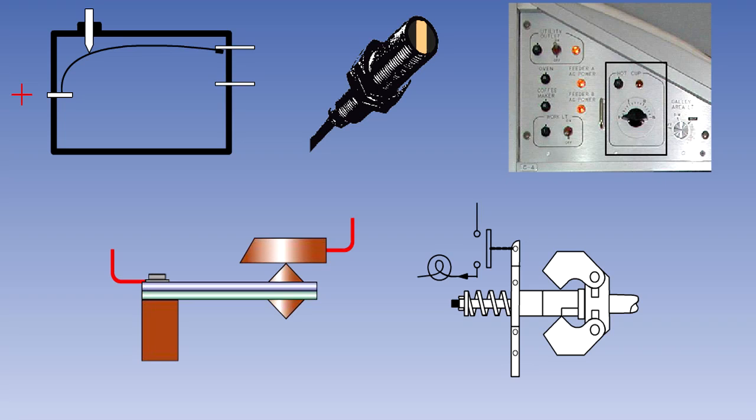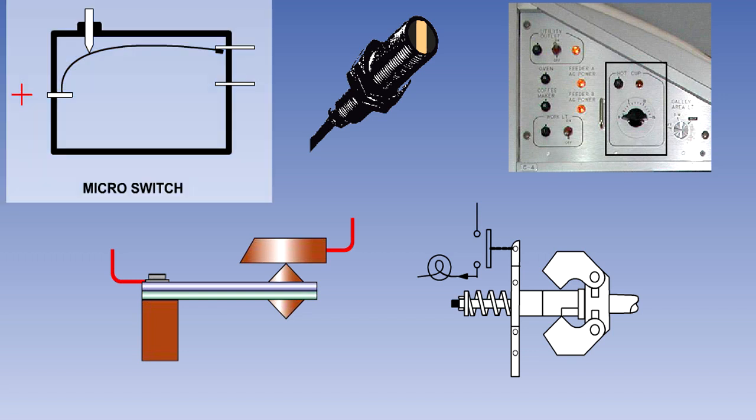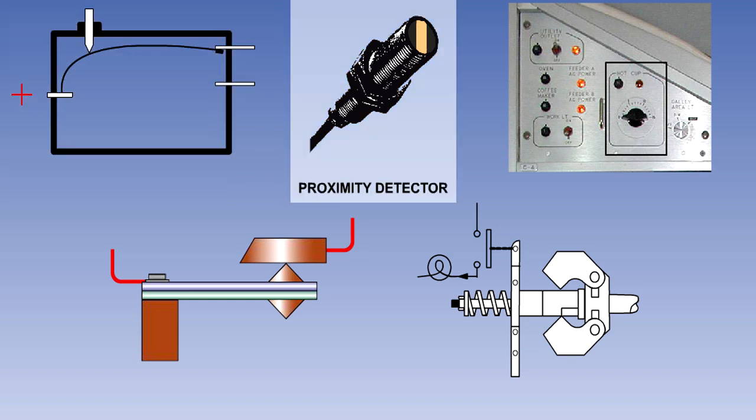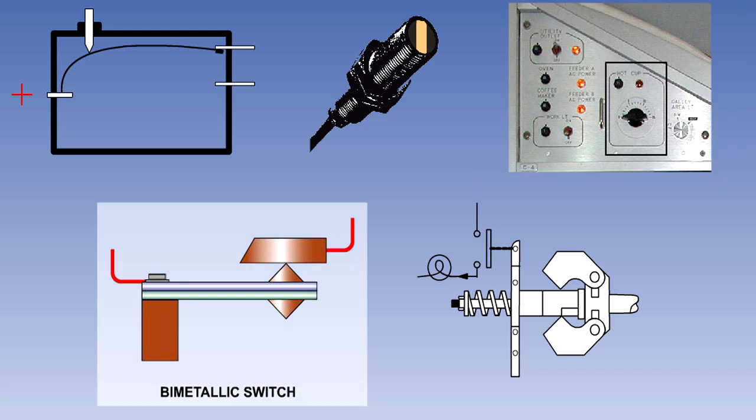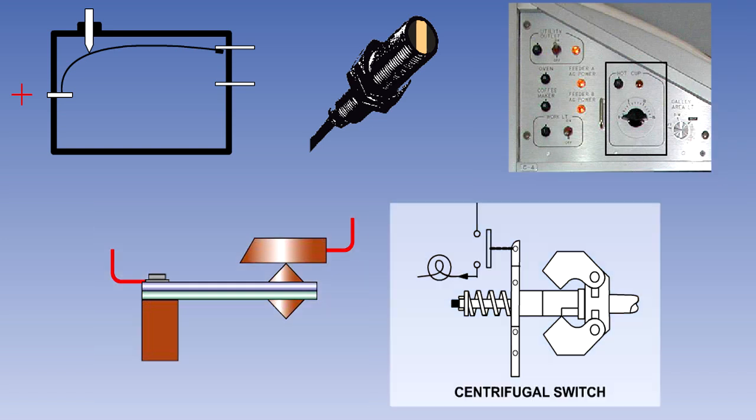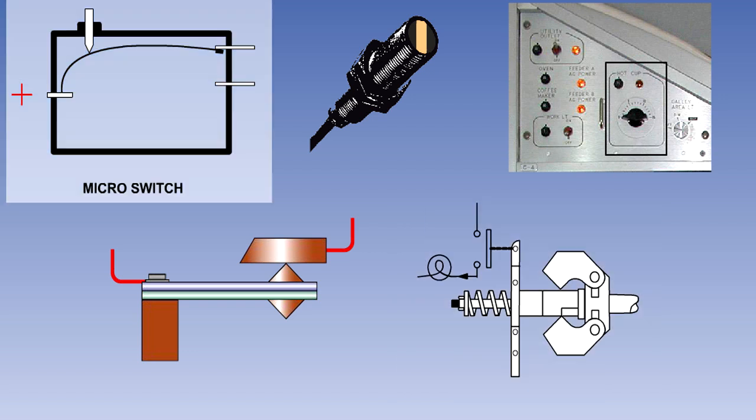In this lesson, we will discuss the automatically operated switches which may be found on an aircraft. They include microswitches, proximity detectors, time switches, bimetallic switches, and centrifugal switches. We will examine each of these types of switch, beginning with microswitches.